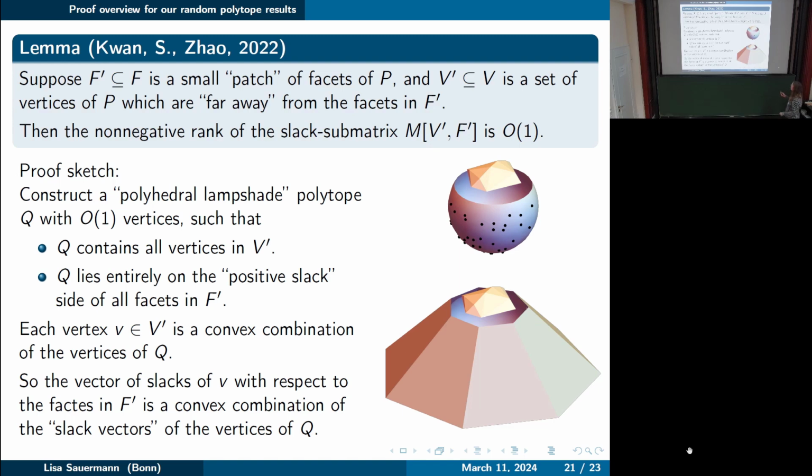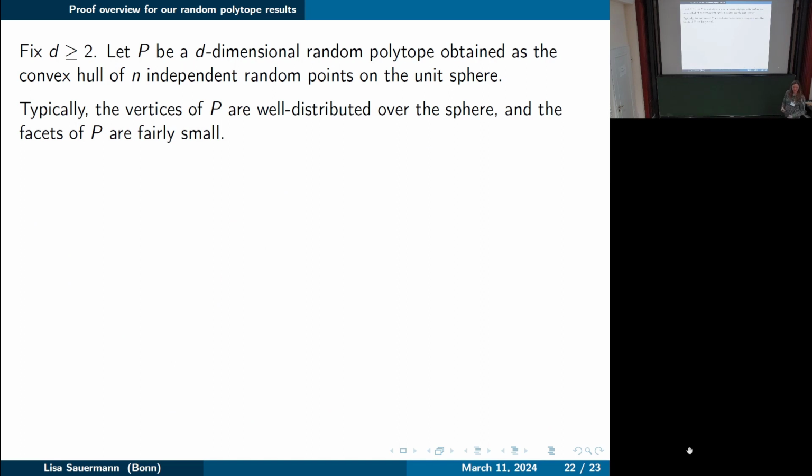Okay. As I said, I omitted a lot of details, but hopefully I roughly convinced you that for submatrices of that form, we can bound the non-negative rank. But of course, the question still is, how are we going to use this to bound the non-negative rank of the whole matrix? So let's remember our setup.